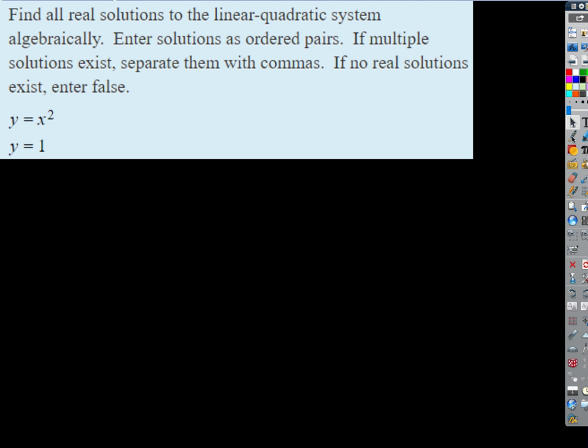So if we've got something like this, this system is a really easy one. Look, these are already both solved for y, aren't they? Let's pick this top one to be our substitution equation. Then all we're going to end up doing is substituting x squared for y in the bottom equation. And we get x squared equals 1.